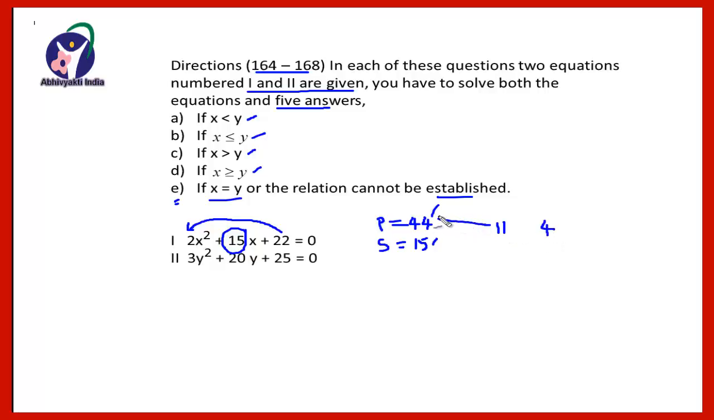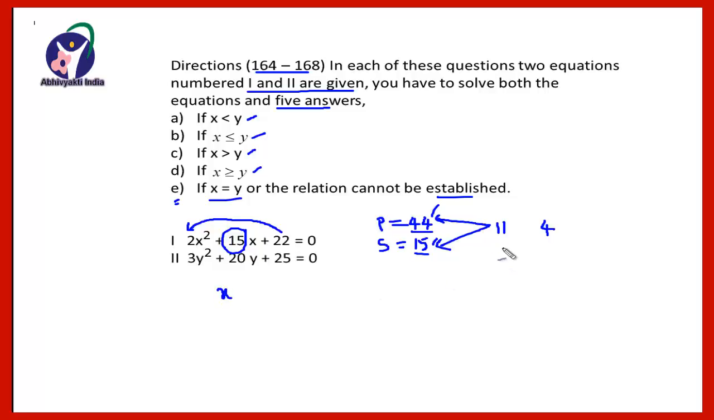Because 11 4s are 44, and 11 and 4 sum to 15. You find two numbers in such a way that their product should be 44 and the sum should be 15. Then you split the middle term, take out the common factors, and then find the value of x. But instead of doing that, you have to do it directly. You have to find the value of x.